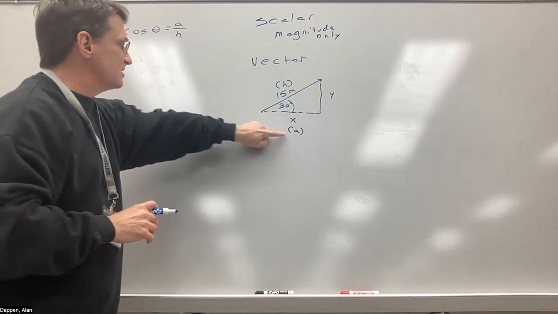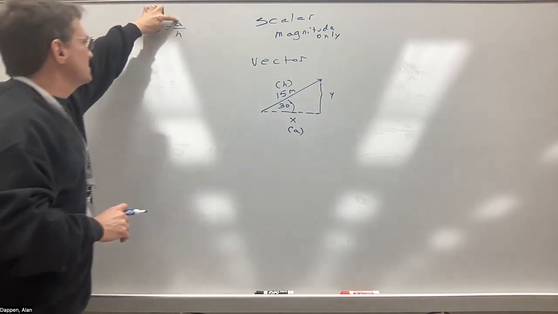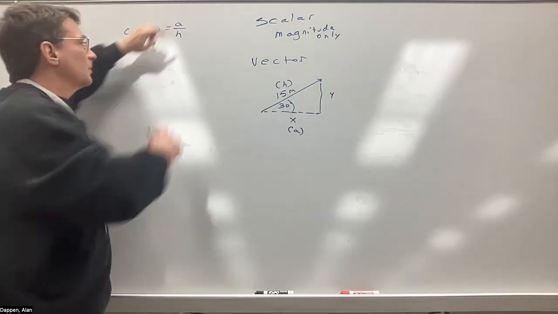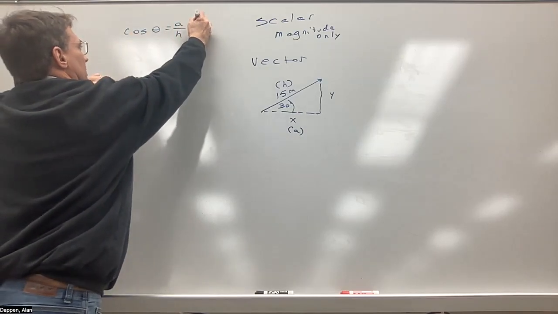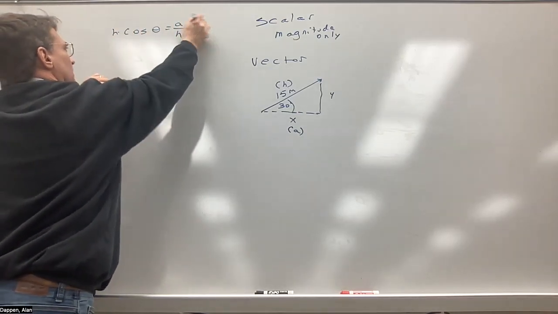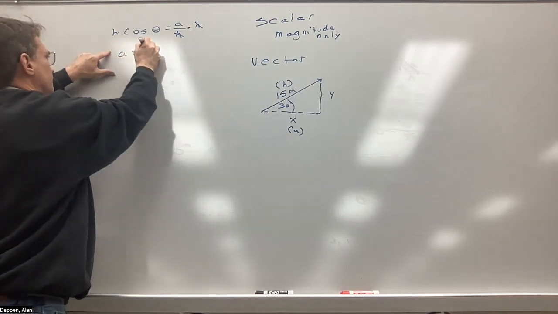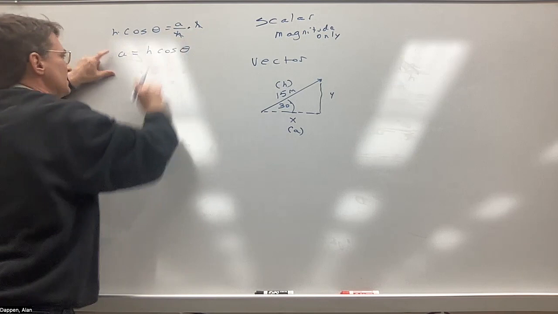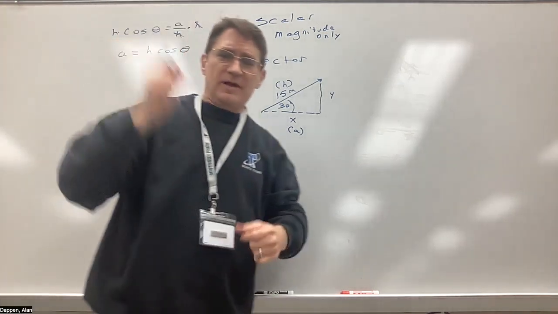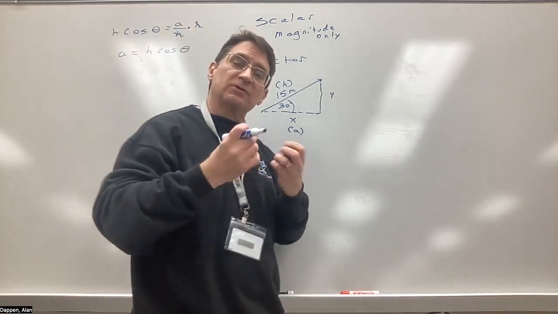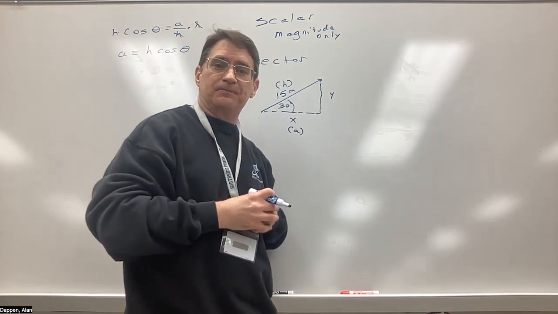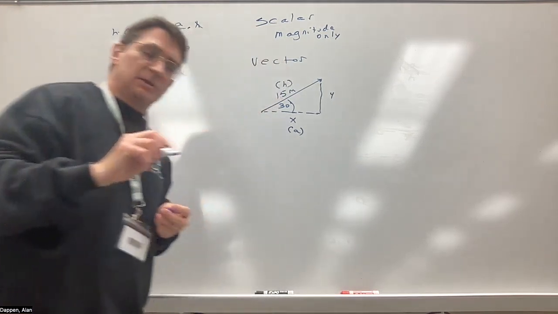So how do I find x, the adjacent? Well, the adjacent is x, so I want to solve for a. I'm going to do that by multiplying by h. And now I can say a equals h cosine theta. So for this particular problem, that equation, a equals h cosine theta, will tell me how to find the adjacent side. I want to make this a little more generic, though.